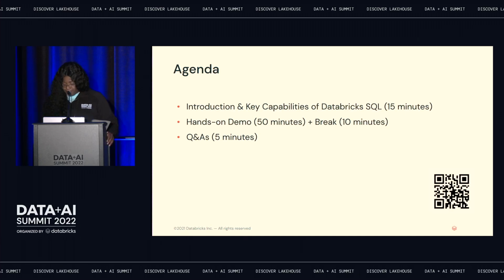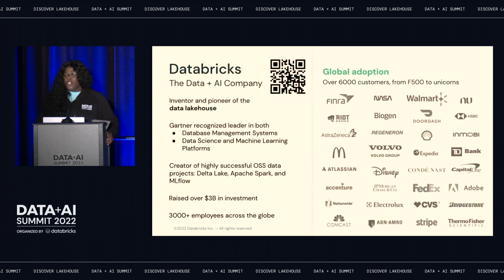So let's get started. So of course, you know, Databricks is the data and AI company. We are the inventors of the data lakehouse. And we've been able to work with over 6,000 customers worldwide. We work with Fortune 500 companies. We work with unicorns, startups, you name it, honestly. And it's been really great being a part of that.